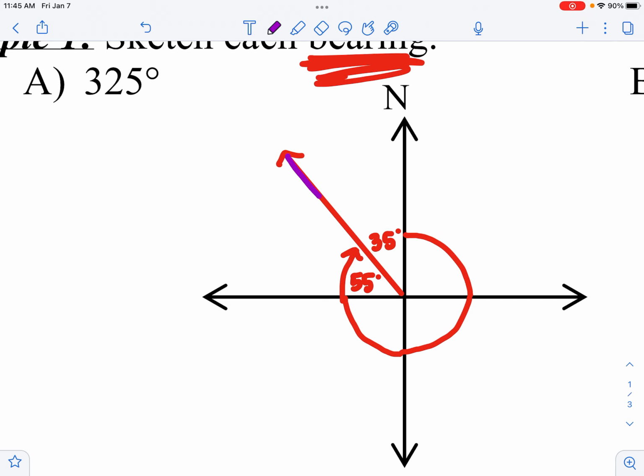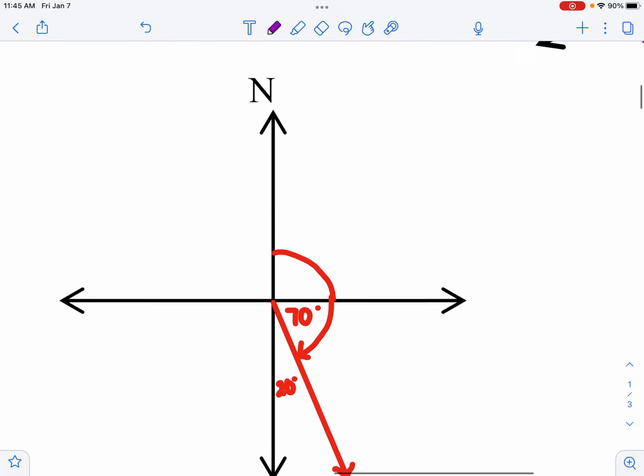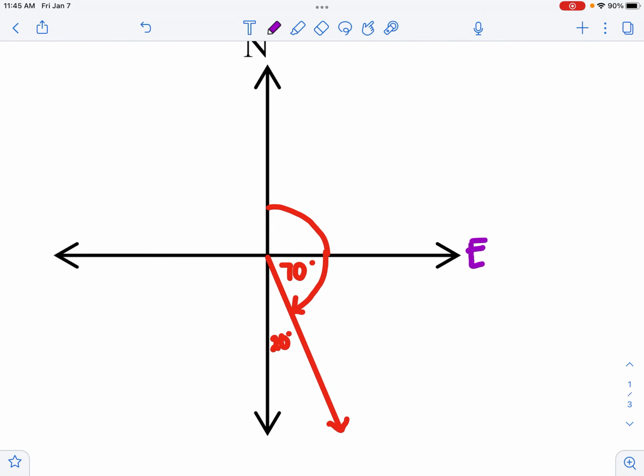If you look at this one right here, this one's closer to north than it is to south. So this would be north, and then it's going in this direction from north. Now, if you're like, wait, how do you know what direction it's going from north? Well, you're closer to north, and then you just have to go towards that terminal side. So north, 35 degrees. And then it's going towards the west. So north, 35 degrees west.